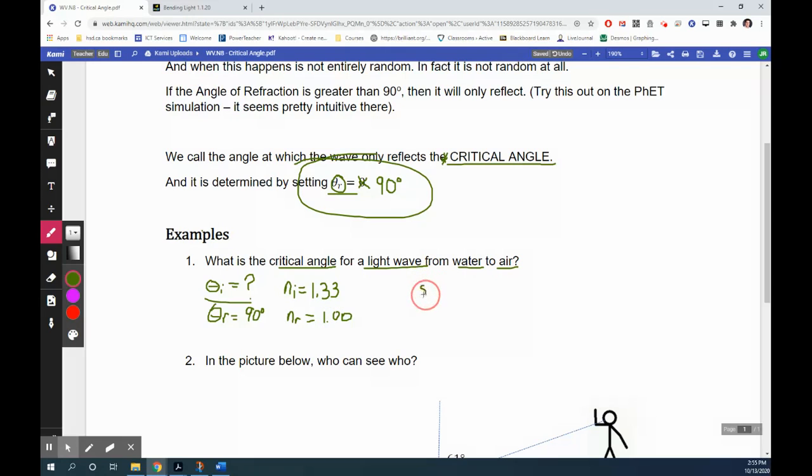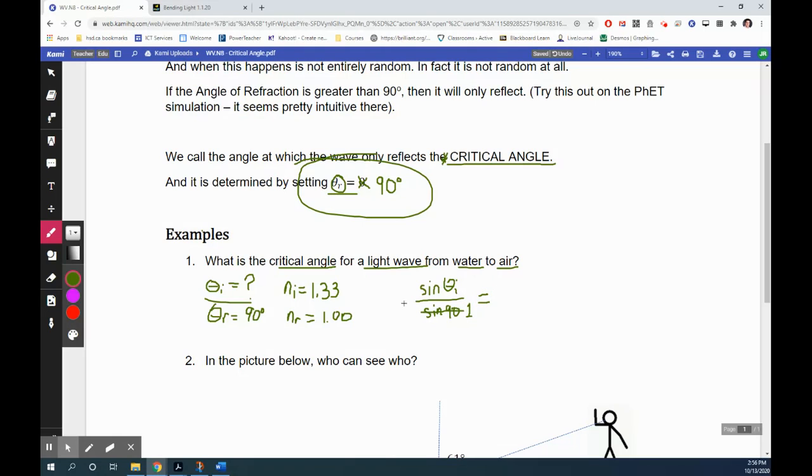So what we're going to do is we always put theta i on top, so it's going to be sine theta i over sine theta r, which in this case is 90. Now, if you punch sine 90 in your calculator, you actually get 1. That's awesome because we can ignore that 1, because anything divided by 1 is just whatever it was. Dividing by 1 doesn't change anything. And so this is good.